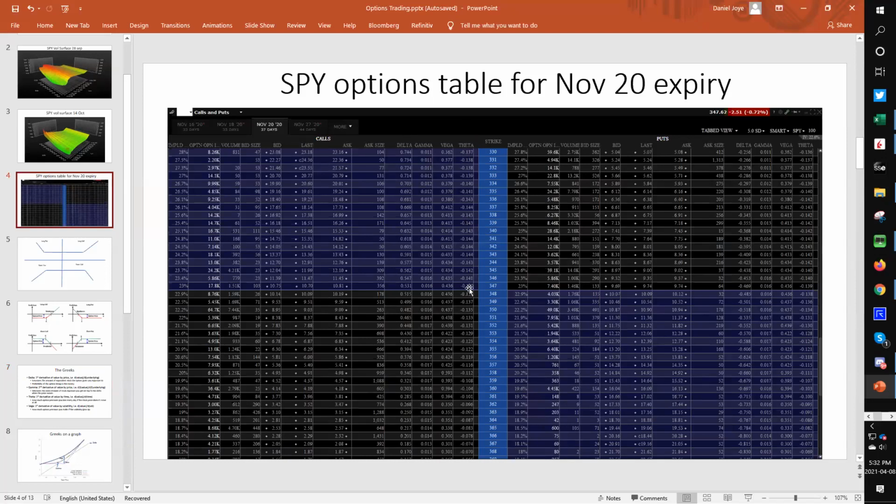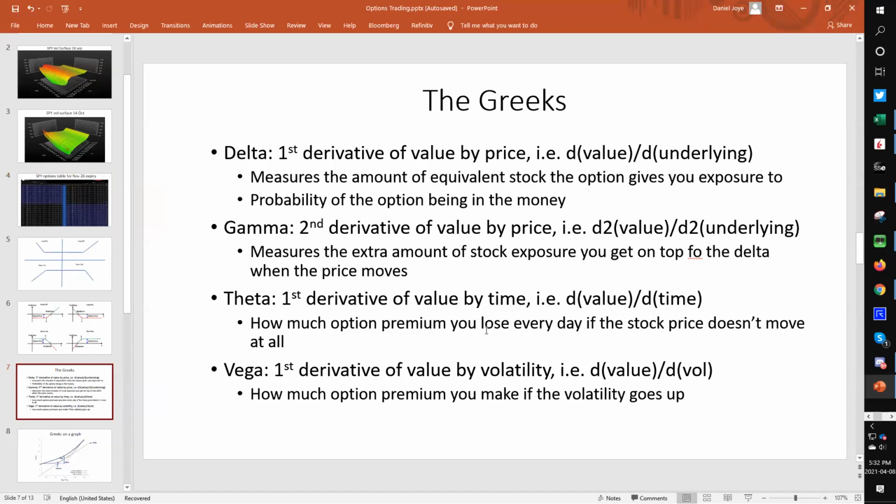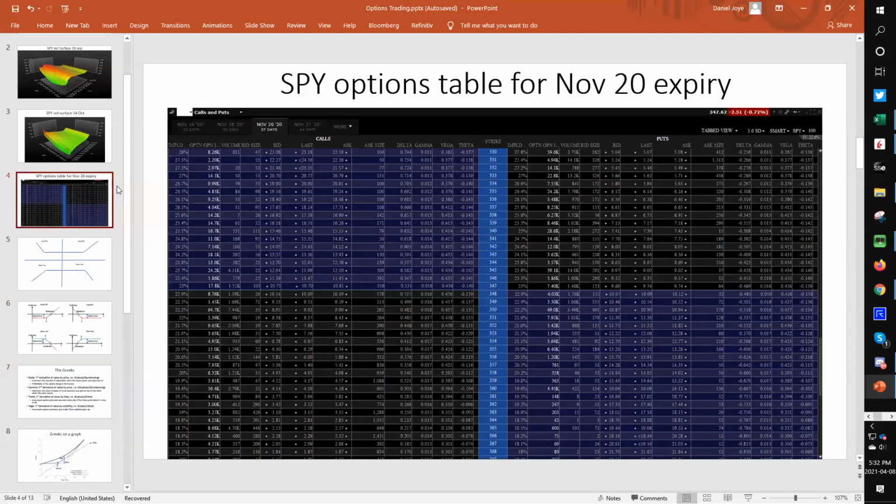So it's not like these are completely theoretical things. They're also quoted. You've got the delta here, you can see it on this graph. You've got the gamma here, the vega here, and the theta here. Most brokers will give you those numbers, so you don't have to calculate them. You just need to know what they are.